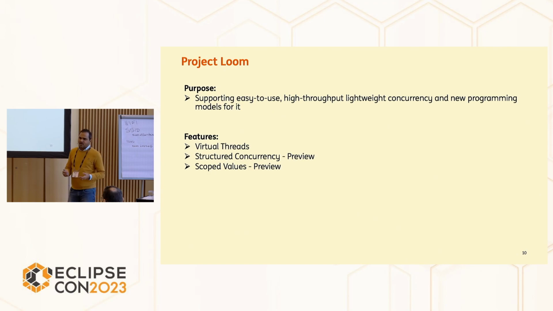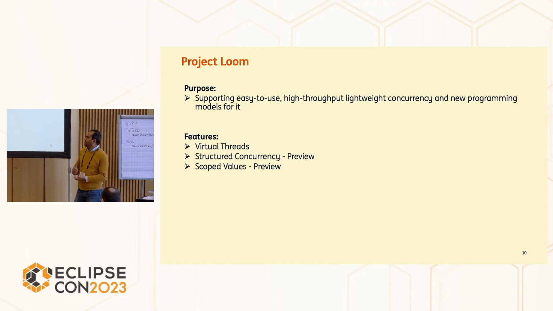Now, virtual threads are lightweight user threads. Structured concurrency, as we saw earlier, brings structure to your concurrency aspects, and scoped values are there to address a very specific problem with thread locals. Now, the idea in this talk is to get an idea about structured concurrency. So we will get into details of that, and for that we'll also get some idea about virtual threads, but we will not discuss scoped values.